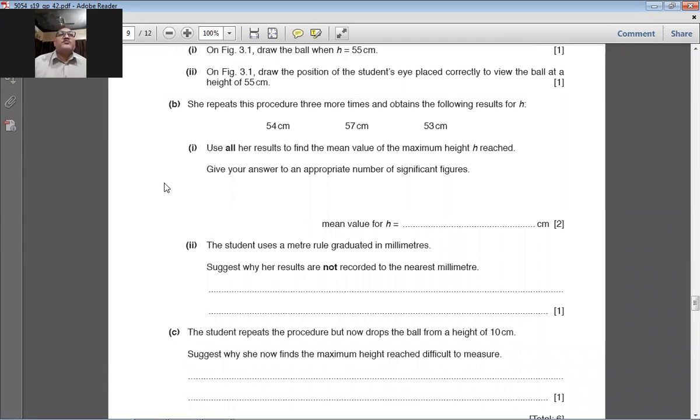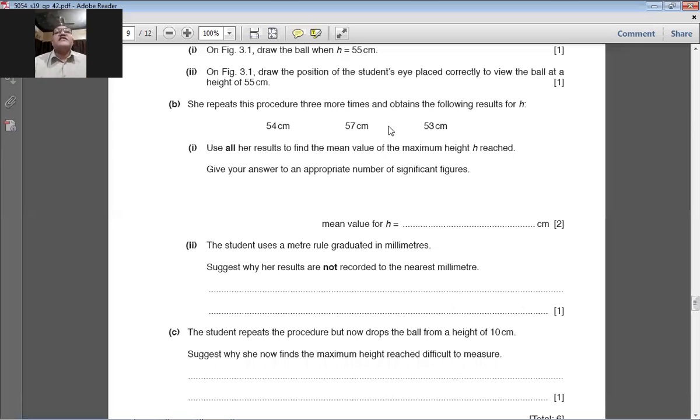Then the question is part B. He says she repeats this procedure 3 more times and obtains the following results for height. So she got 54 centimeter, 57 centimeter, 53 centimeter. Use all her results to find the mean value of the maximum height reached. Give your answer to an appropriate number of significant figures.